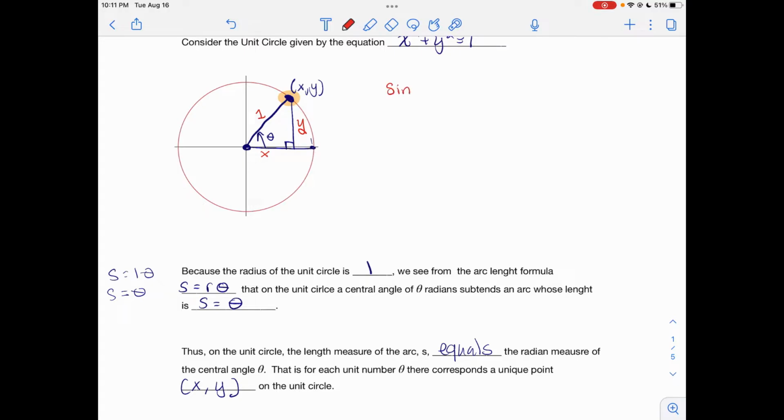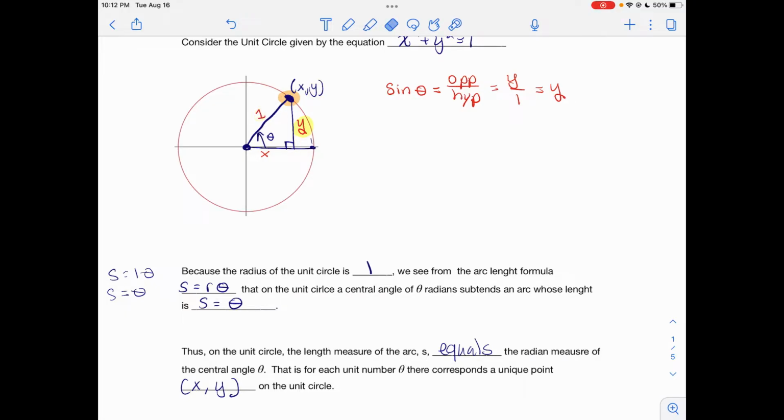Recall that if I wanted to figure out the sine of theta, our rule for sine of theta was opposite side divided by hypotenuse. The opposite side to theta would be y, and our hypotenuse is 1. So our conclusion is that sine of theta is equal to y. If we want to find the sine of theta, I have that point on the unit circle, and it's just the y value of that point.